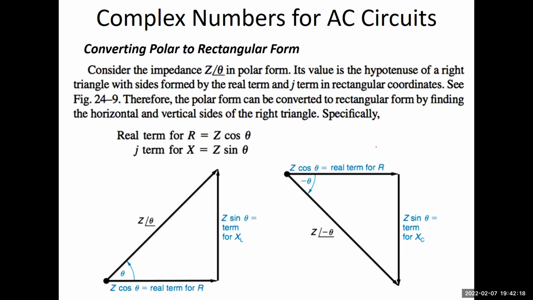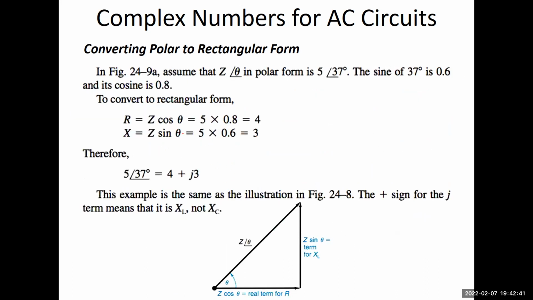So this is how you convert polar to rectangular form, yung ating long method. Okay? For the R component, you multiply the Z by cosine theta. Okay? And then for the X term or for the imaginary term, you multiply Z impedance by sine theta. Okay? So how do we do that? If we have this, okay, magnitude of 5 and we have 37 degrees as our phase angle.